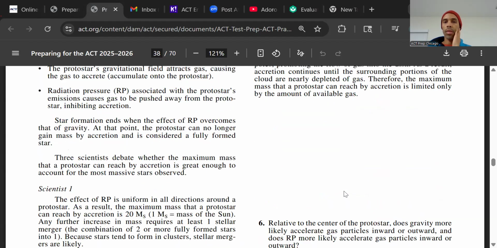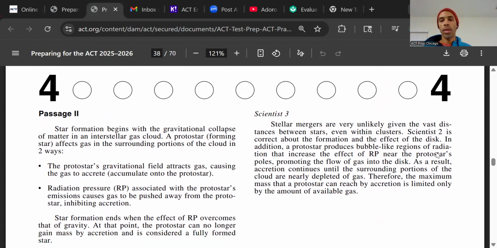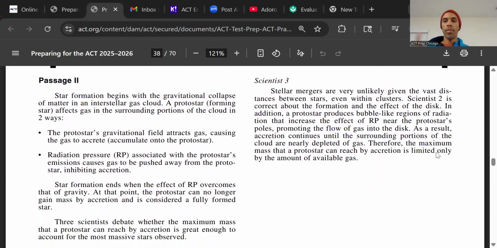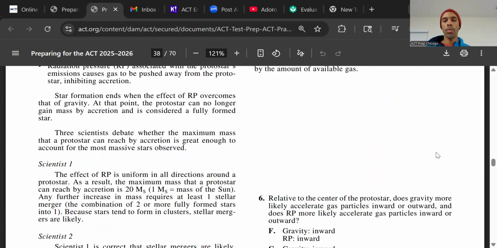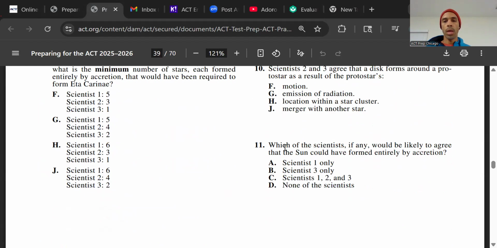Scientist 3 just said the same thing, about the formation and the effect of the disk. Yeah. So scientist 3 says scientist 2 is correct about the formation and effect of the disk. And scientist 2 says the disk is formed as a result of it spinning on its axis, which is motion. That would be choice F.